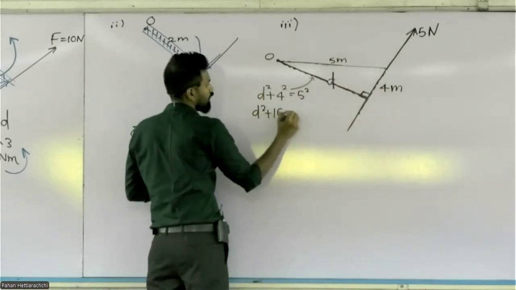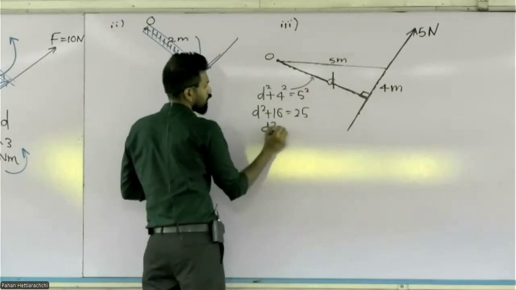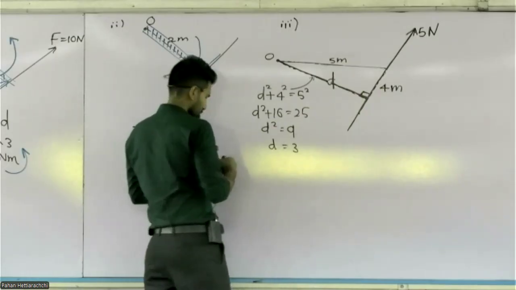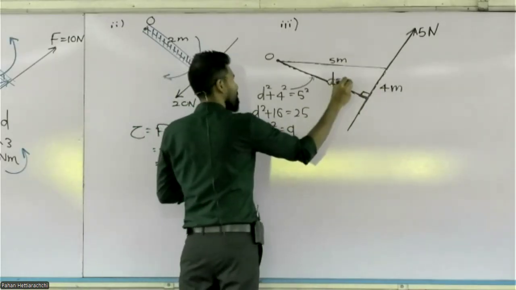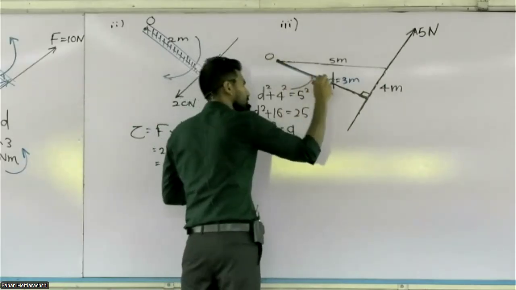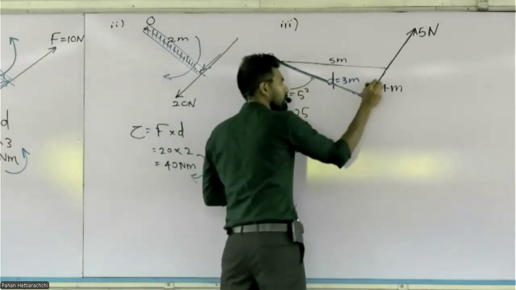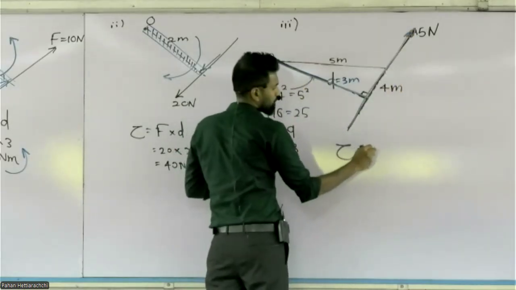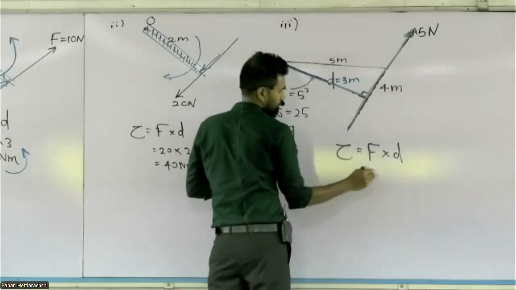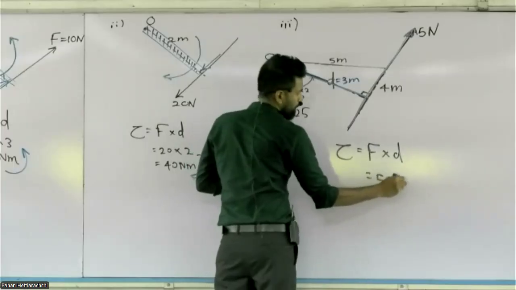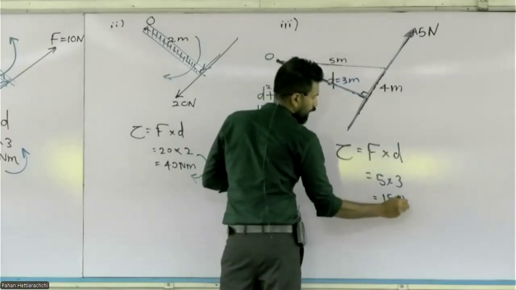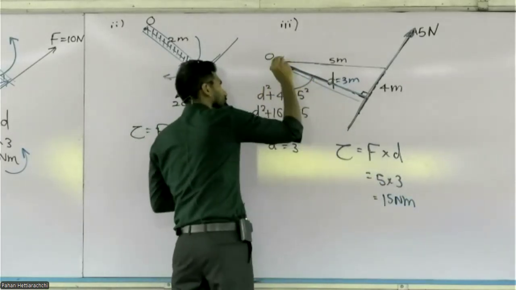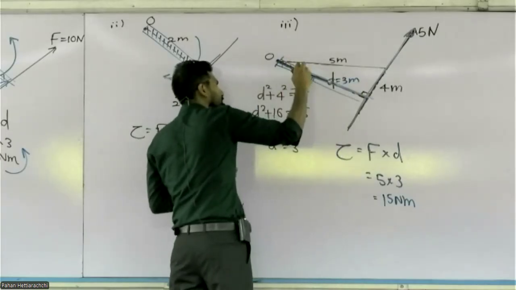D square plus 16 is equal to 25. D square is equal to 9. D is equal to 3. So here the perpendicular distance is 3. With the line of action, the continued force is equal to 5. So the moment is equal to F into perpendicular distance, 5 into 3, 15 Newton meters. And through this perpendicular distance, keep your hypothetical meter ruler.